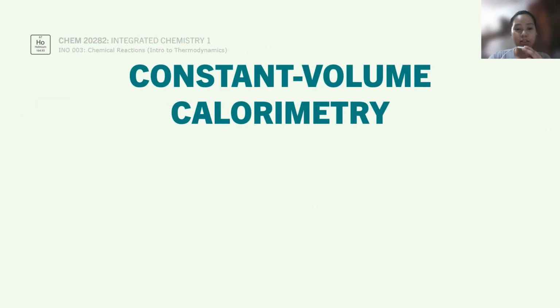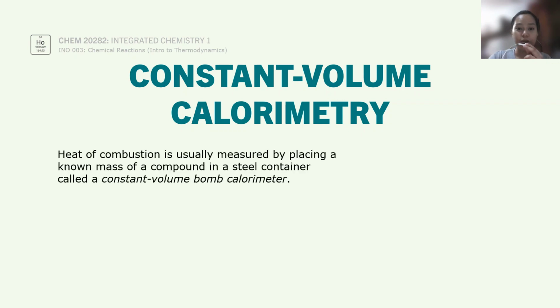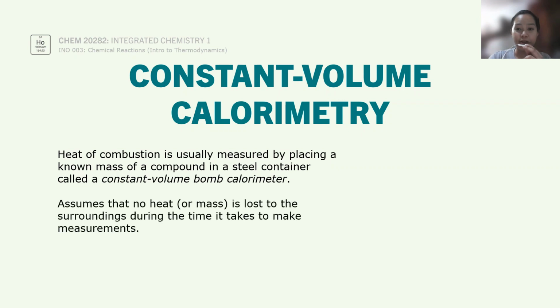Let us now move on to the types of calorimetry. First, we have constant volume calorimetry. From the name itself, no change in volume will be observed in this process. A known mass of a compound is placed in a steel container, called a constant volume bomb calorimeter, which is filled with oxygen at about 30 atmospheres of pressure. The closed bomb is immersed in a known amount of water.